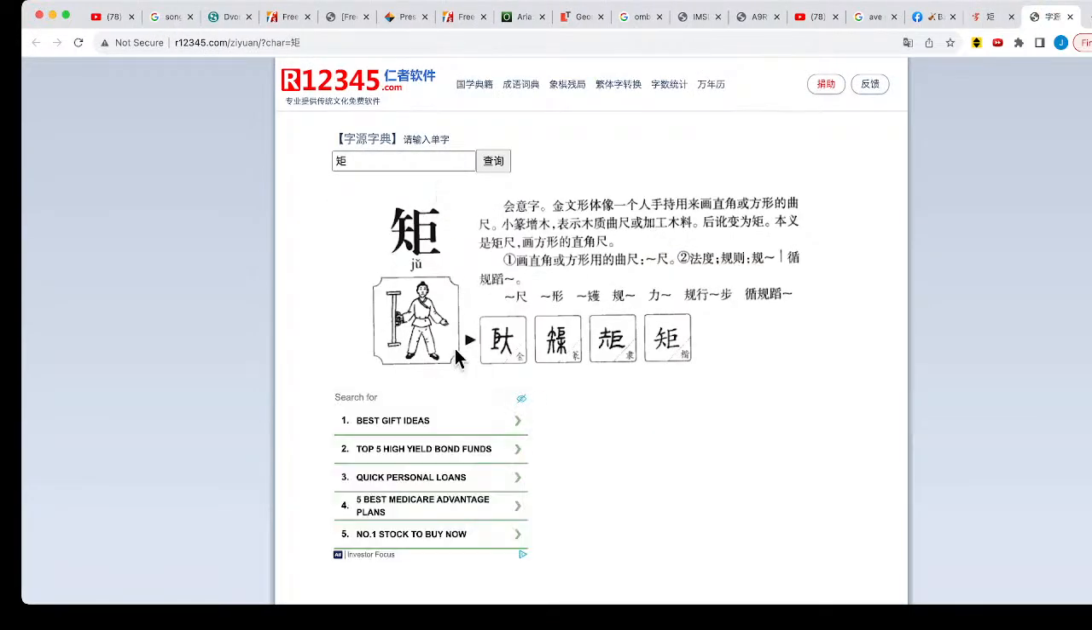So this character is literally a picture of a person holding the carpenter's square, holding that tool. And you can see that in this old character, the person is on the right hand side, holding the tool with the right hand. But in the modern ones, they are swapped left and right. So the person is on the left hand side and the tool is on the right. Okay. And so that's 锯.